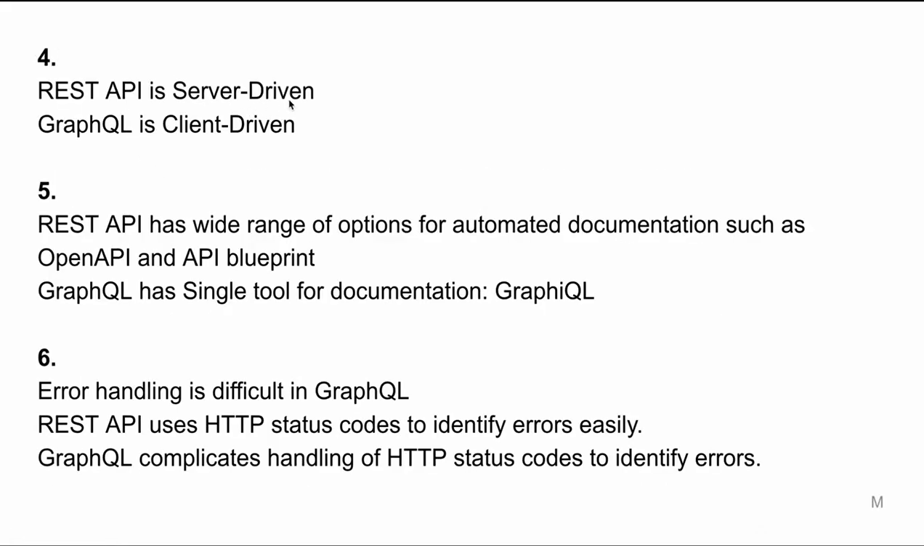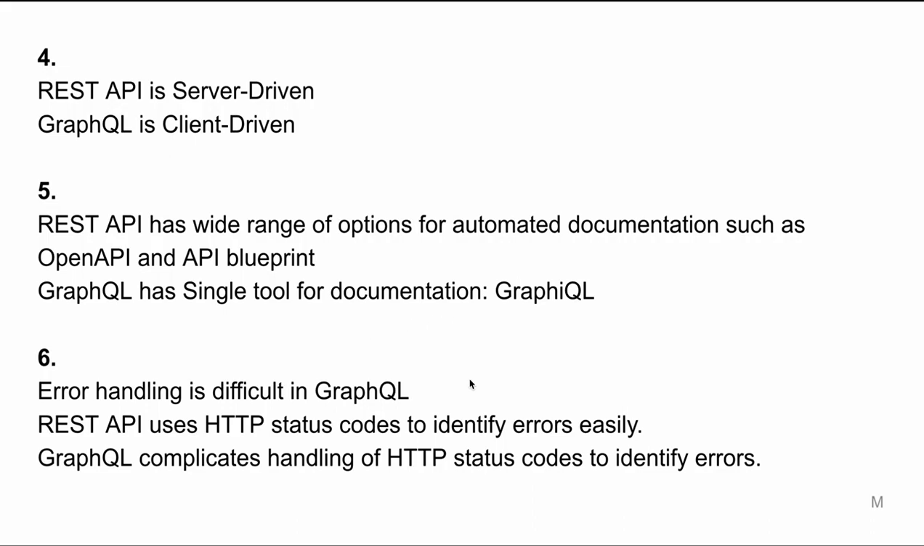REST API is client-server driven, but GraphQL is client driven. REST API has a wide range of options for automated documentation, such as OpenAPI and API Blueprint. But GraphQL has only a single tool for documentation, that is GraphiQL. If we are using Express GraphQL, the package that we use in Node.js, then we have to pass graphiql equal to true. This will give us a user interface where we do not need to write the queries by ourselves. GraphiQL will write queries for us.